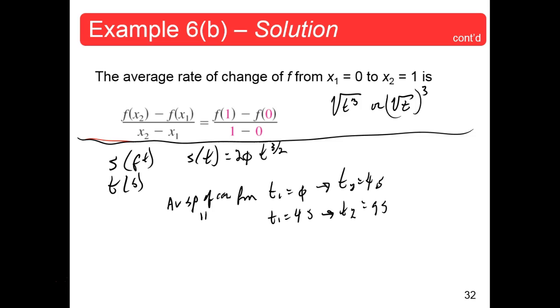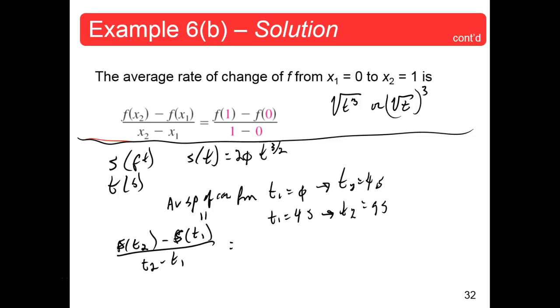Anyone recall what average rate of change is? Looks a lot like a couple of other things we've done. We're going to call it s of t2 minus, let's just not call it f, let's call it s, s of t1, over t2 minus t1. Change of y over change of x. Change of distance over change of time. Average rate of speed of the car.